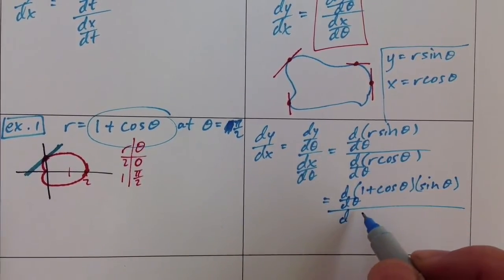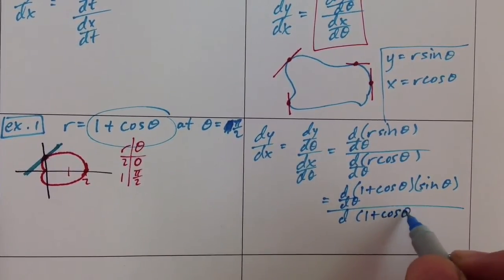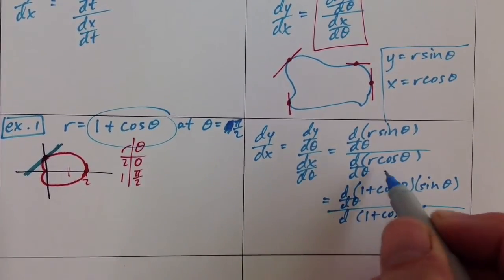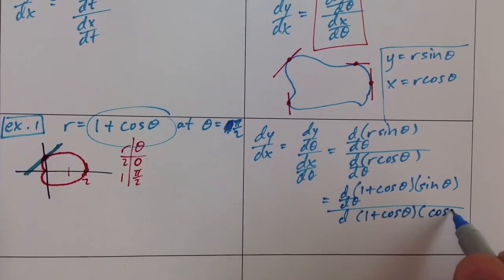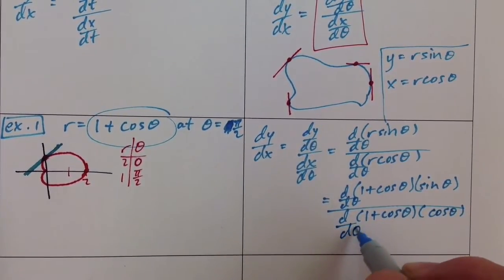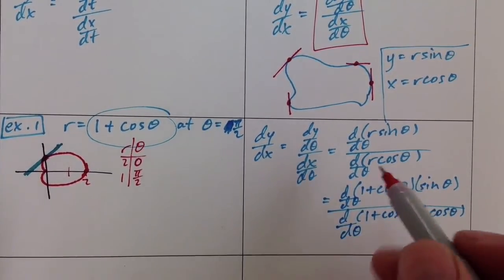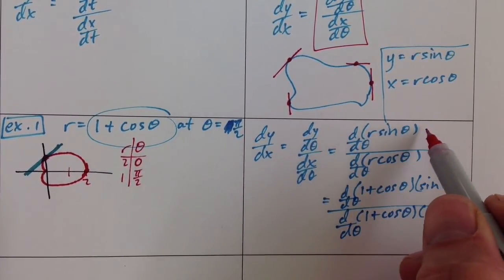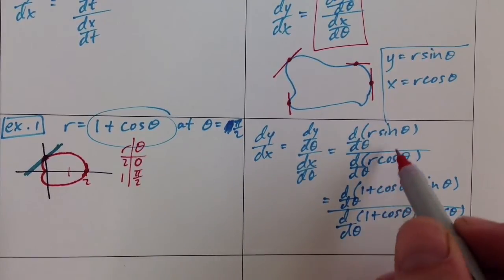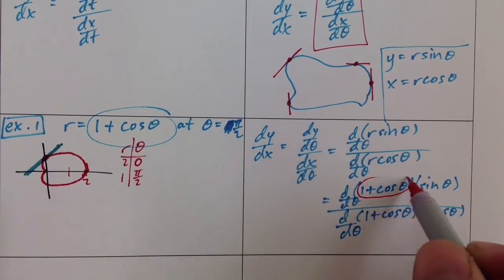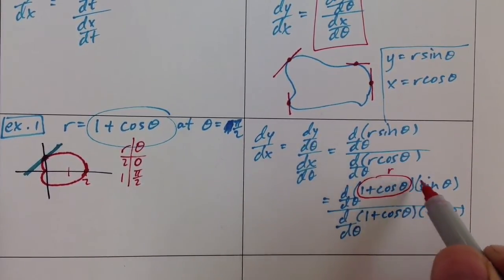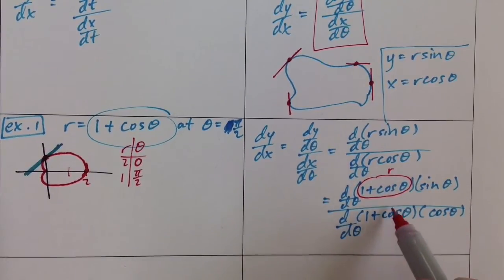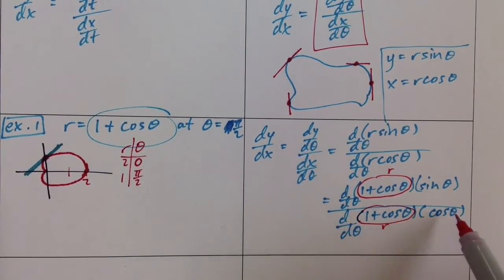And then downstairs we have, again, r, which is 1 plus cosine theta. And we multiply that by the cosine theta. Because, again, dy d theta is dr sine theta d theta, and r is this guy. So we still have dr sine theta and dr cosine theta.